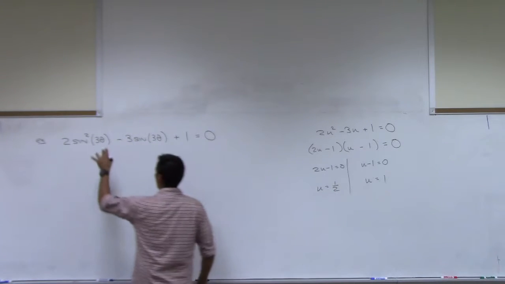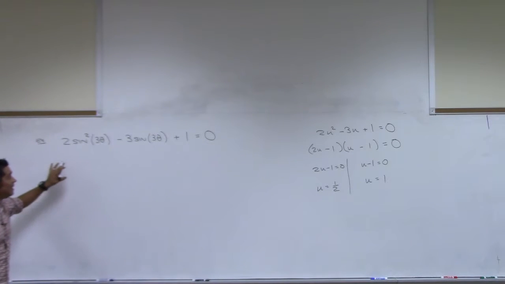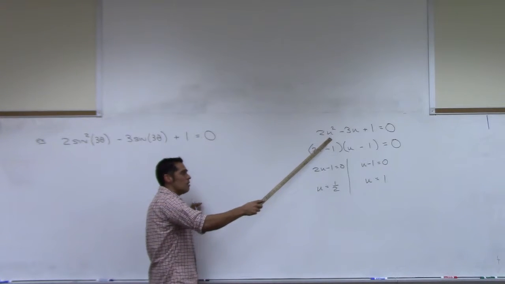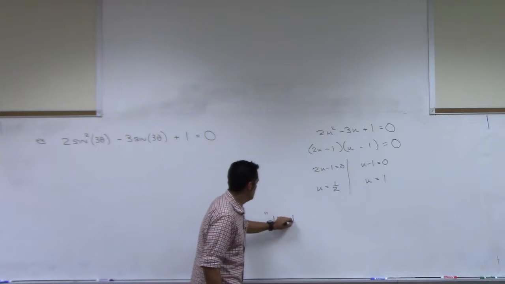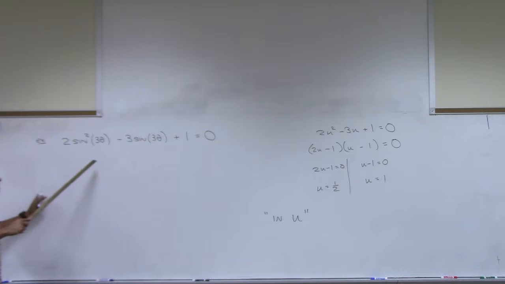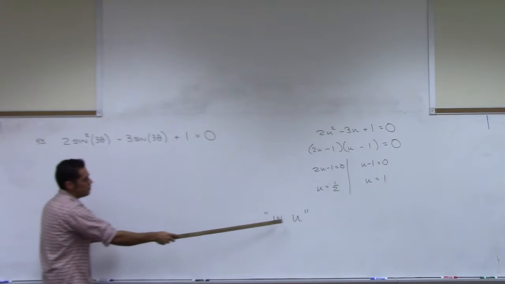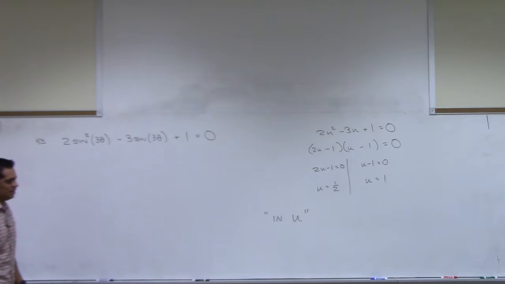I have to recognize this as being a quadratic trinomial, but it's what we call a quadratic in u, meaning that u is the variable. Here, this is a quadratic in sine of 3 theta. The u here is the part that's like the variable. That didn't make any sense. I'm just going to shut up. Let's just break this down.